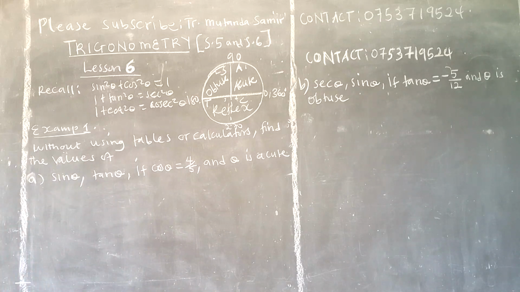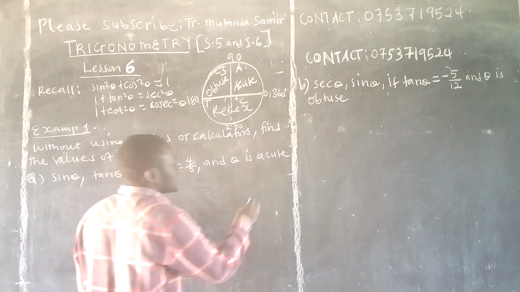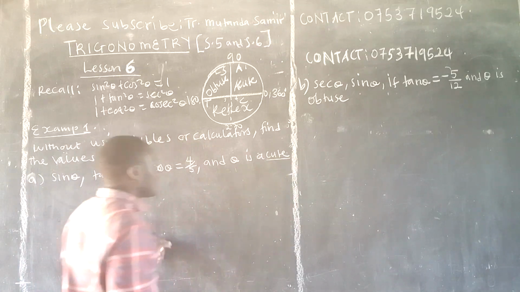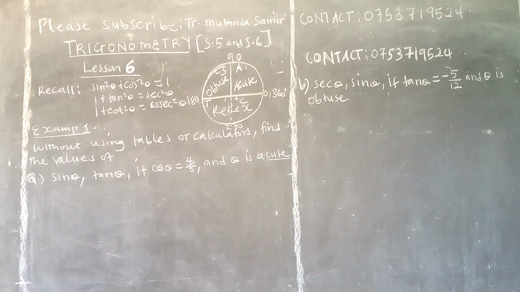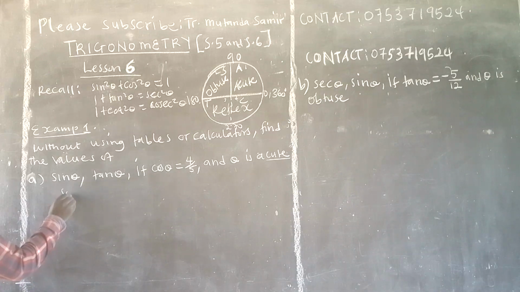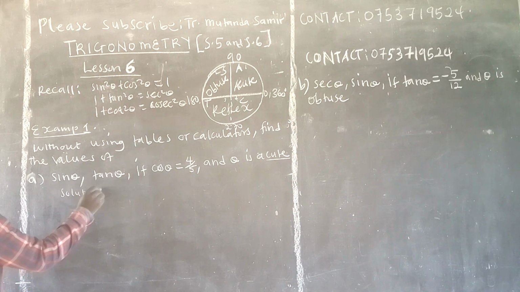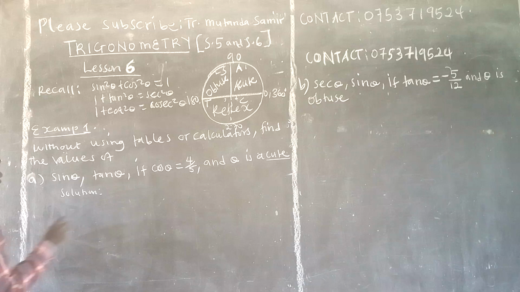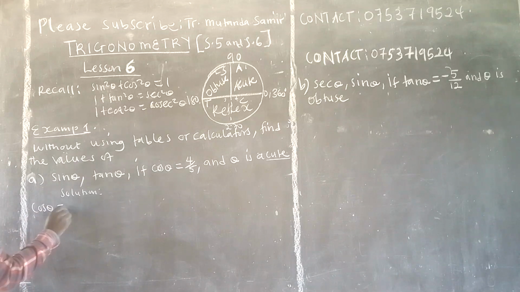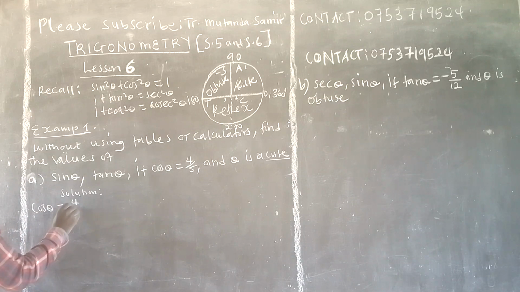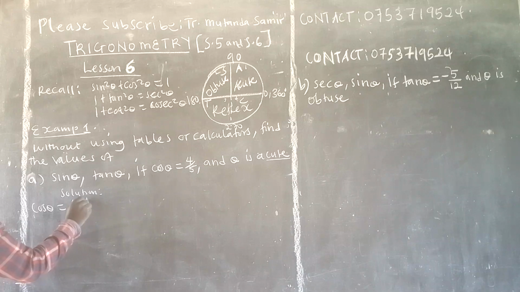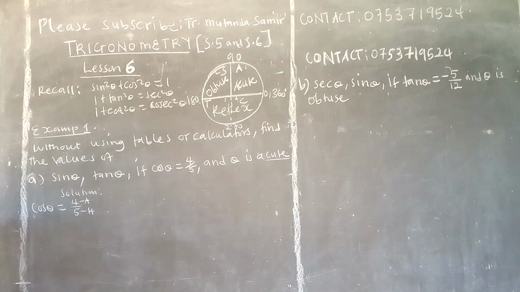They're saying, without using tables or calculators, find the values of part A, sine theta, comma, tan theta, if cos theta is equal to 4 over 5 and theta is acute. Okay, so if theta is acute, it means that... shall say solution. Let's start with this known side. Cos theta is equal to 4 over 5, and from SOHCAHTOA, this is adjacent and this is hypotenuse.